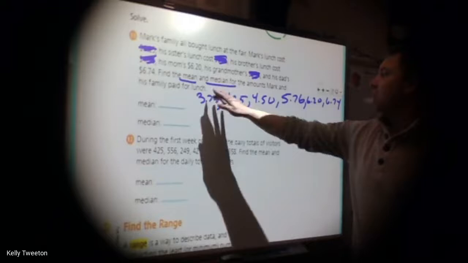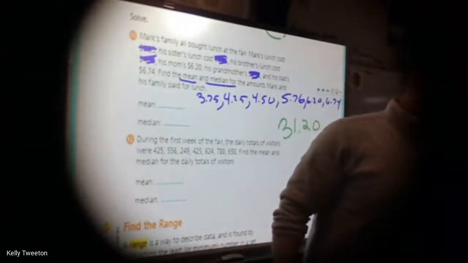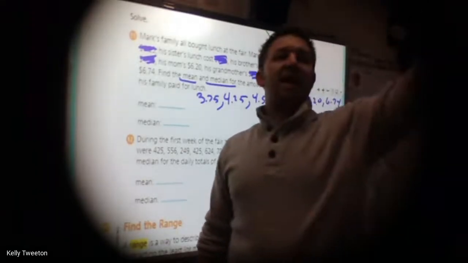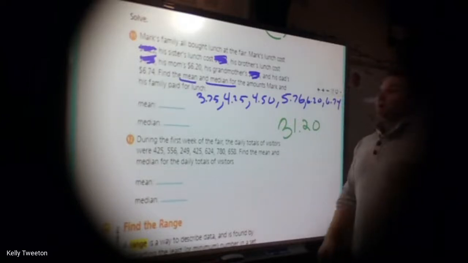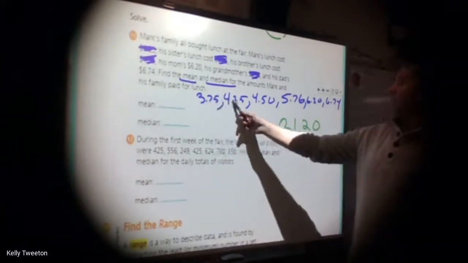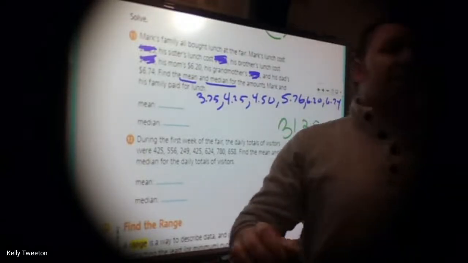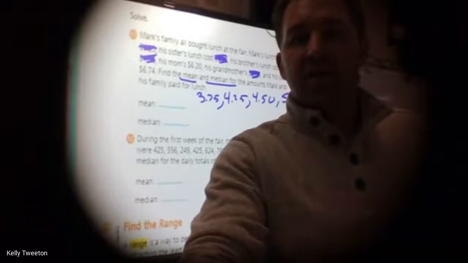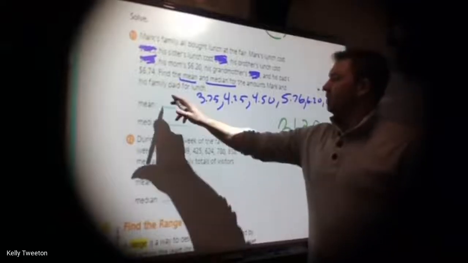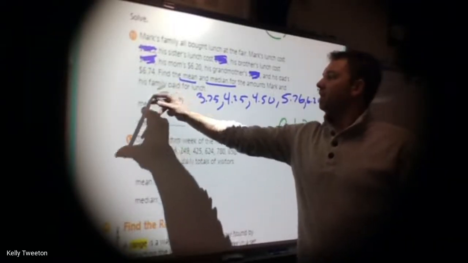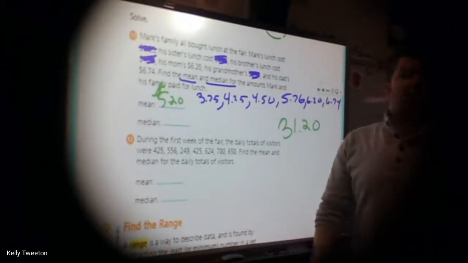$31.20. That's the total. But how do I find mean again? We just did that one. Mean means average. That's the average. So what should I do? Xander, what do I do next? I divide by how many? Well, 1, 2, 3, 4, 5, 6. So I divide by 6. If you left that in the calculator, just press divided by, then press 6, and what do you get? We got $5.20. So that means the average of everybody's meal was $5.20.